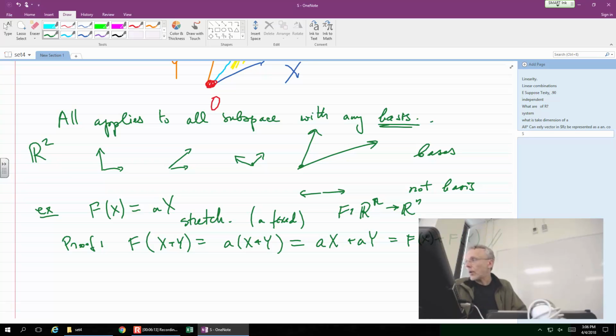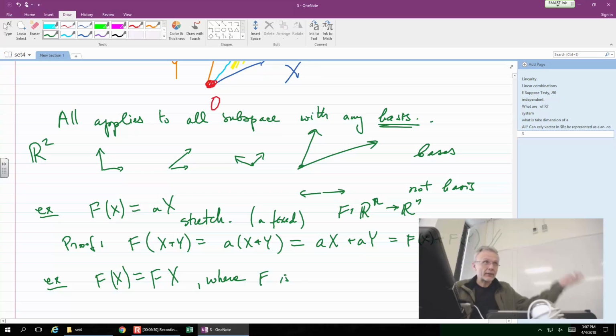Okay, so here's another example, almost similar to this. F of x is equal to Fx, where F is what? F is any matrix.